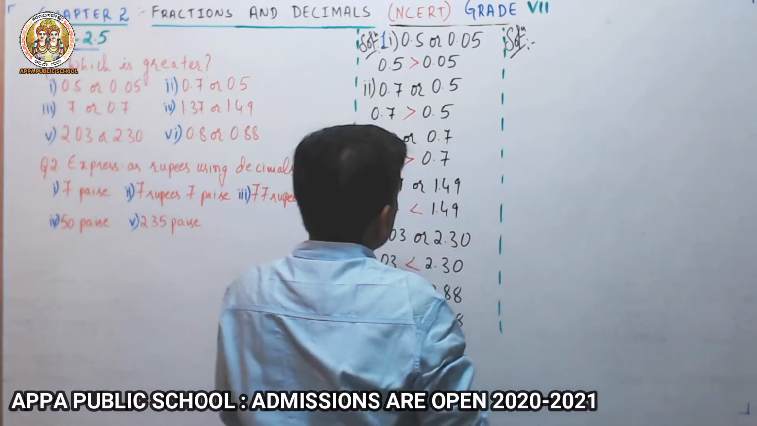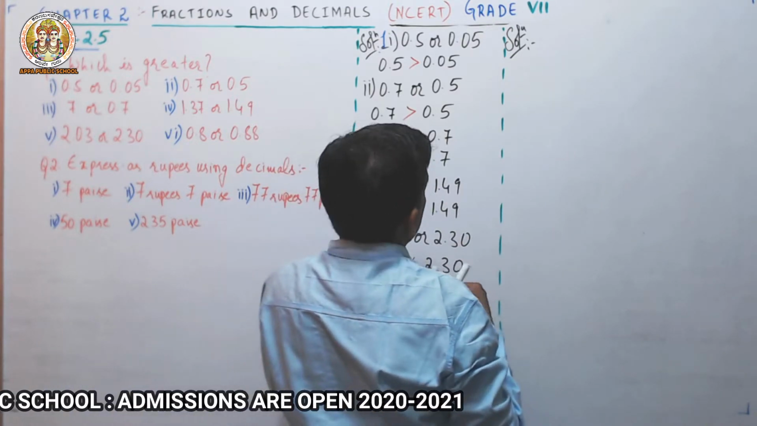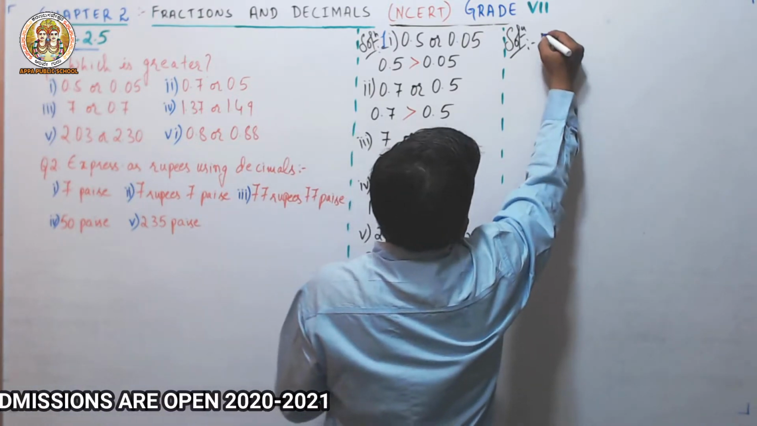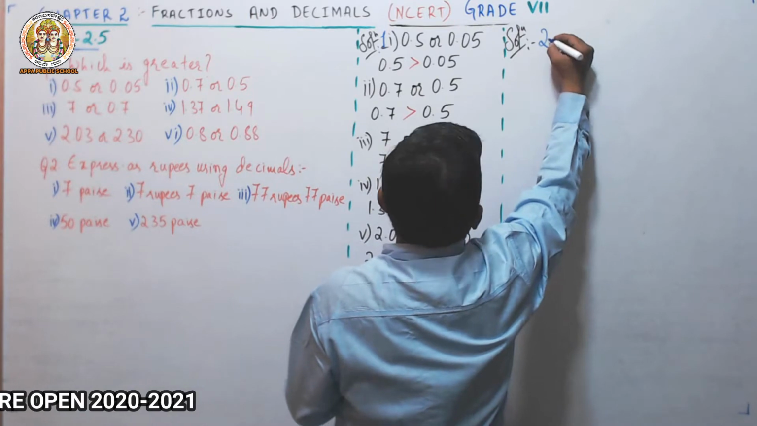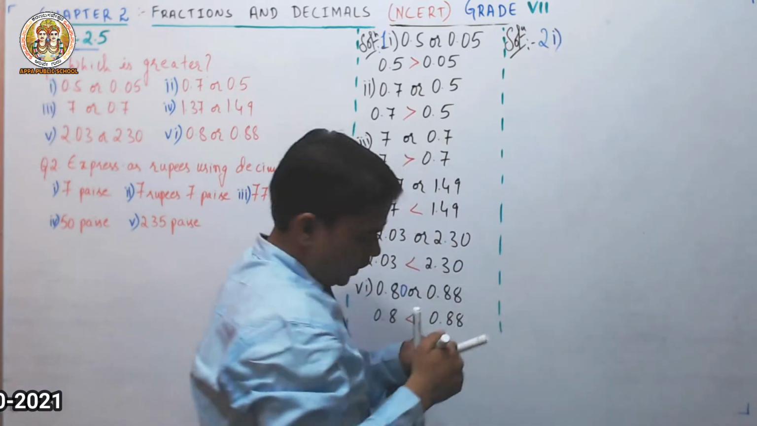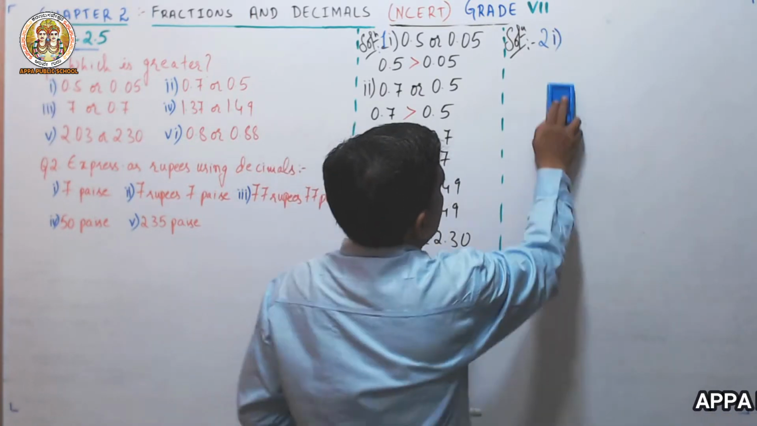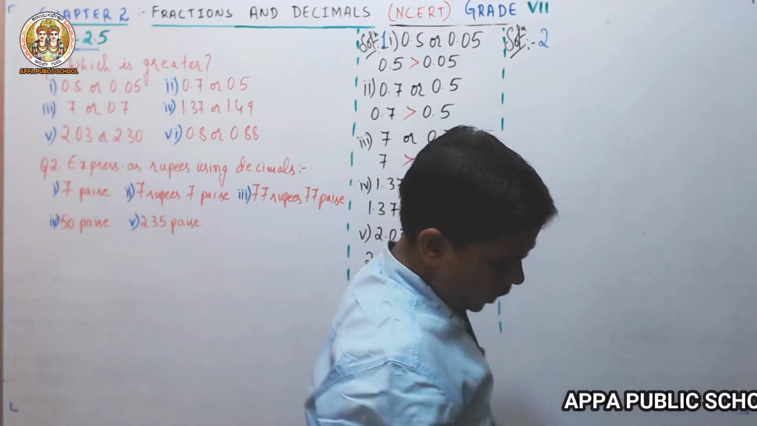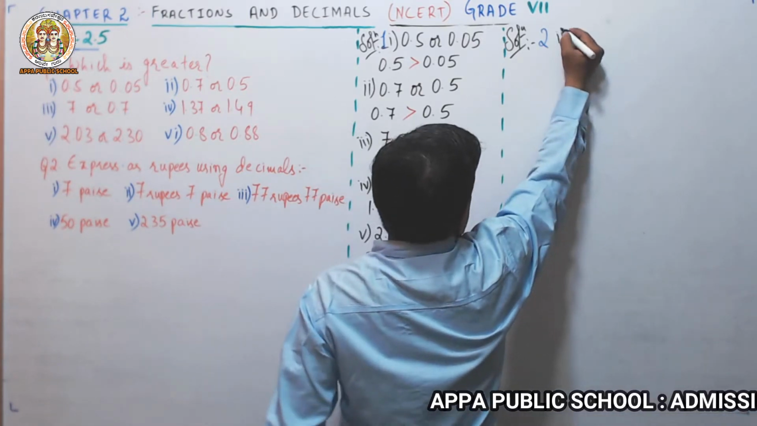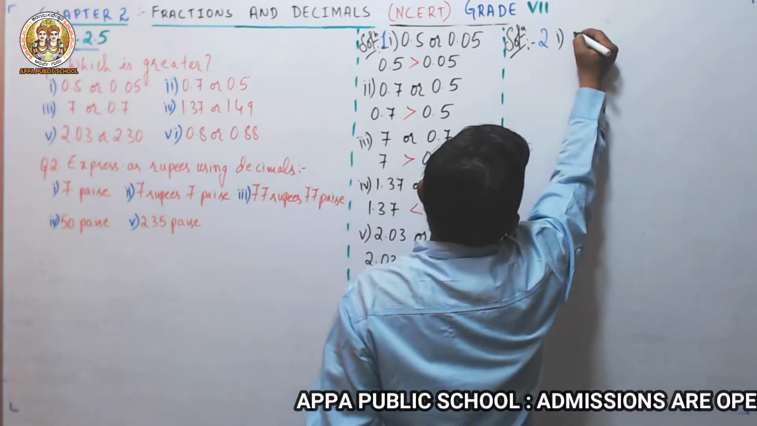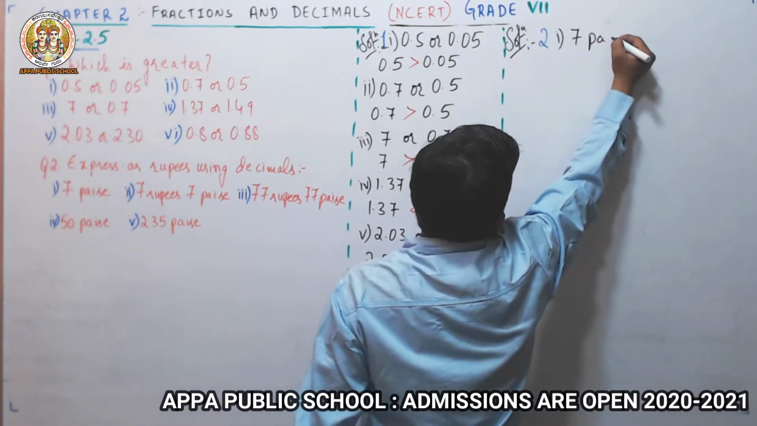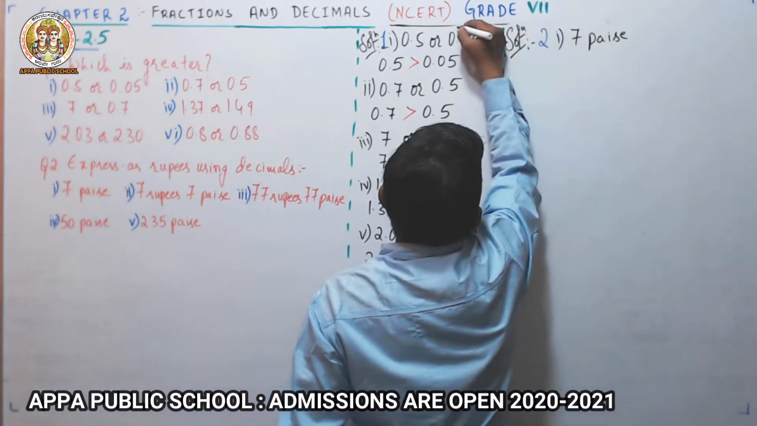Solution for question number 2. Second question, under that, the first bit. This one also I will erase so that you should not confuse the first bit. What is the first bit? 7 paise.